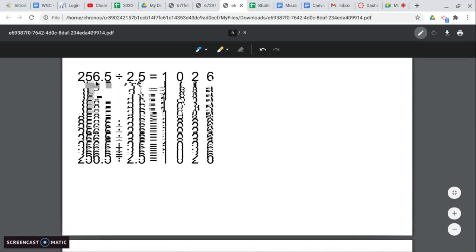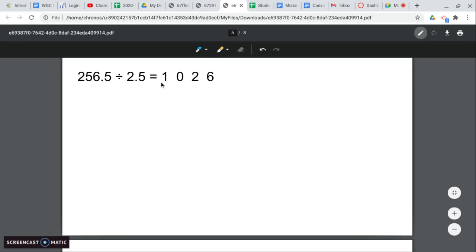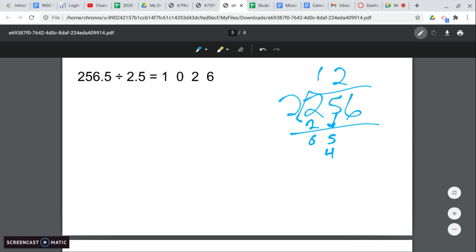For the next one, we have 256.5 divided by 2.5 equals 1026. If we look at it instead as just 256 divided by 2, 2 can go into 2 once, bring down our 5, 2 can go into 5 twice, bring down our 6, 2 can go into 16 8 times. So 256 divided by 2 is 128. So we know it should be in the 100 range. So that means our decimal is going right there.